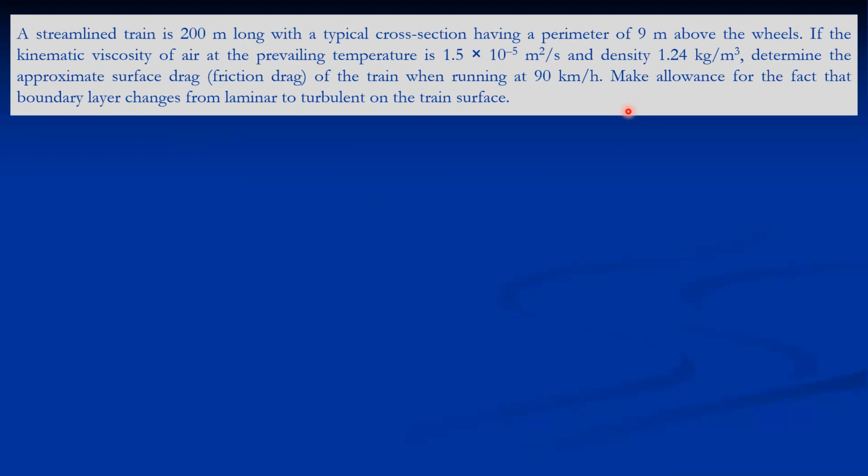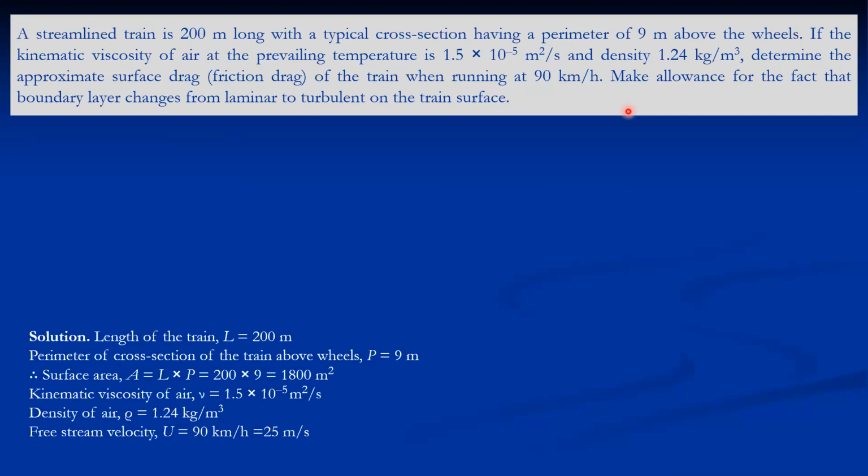Generally, if the speed increases, the length of the laminar boundary layer decreases. So if it is less than 10%, then we can neglect that particular length and we can apply the turbulent flow boundary layer expressions for solving the numericals.